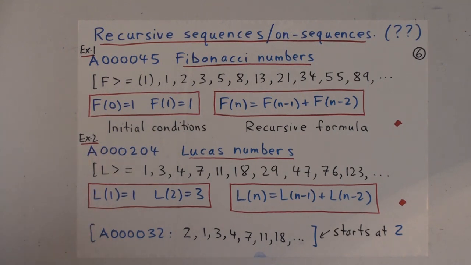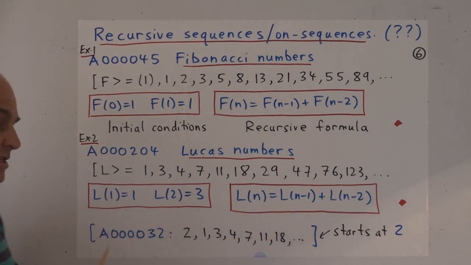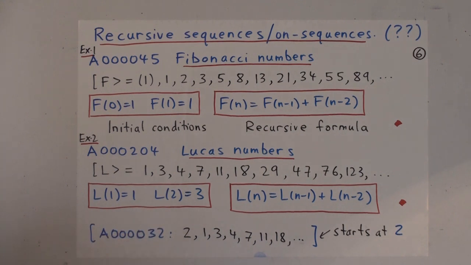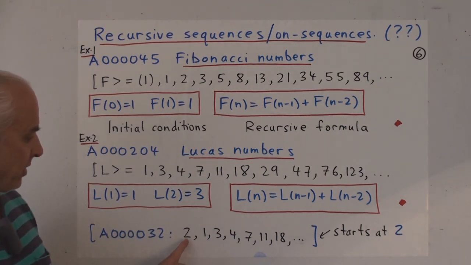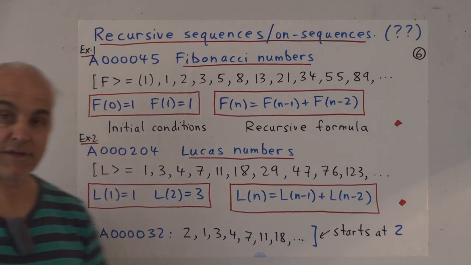A more modern variant of this sequence are the Lucas numbers, which are generated by the same recursive formula, but they have slightly different initial conditions, starting with 1 and 3. So we have 1, 3, and then the next one is 4, and the next one is 7, and then 11, 18, 29, and so on. There's a slight variant of these where the sequence starts with a 2 and then has a 1 and a 3. That's number 32 in Sloan's encyclopedia. This is 204. So these Lucas numbers have important number theoretical properties.